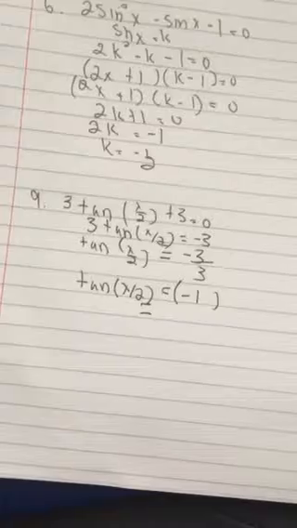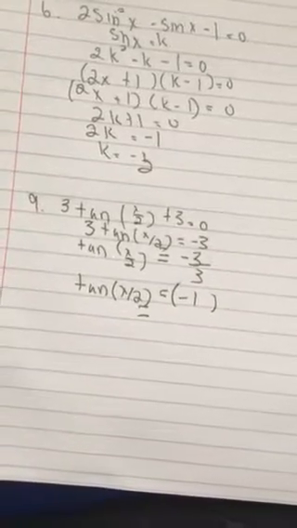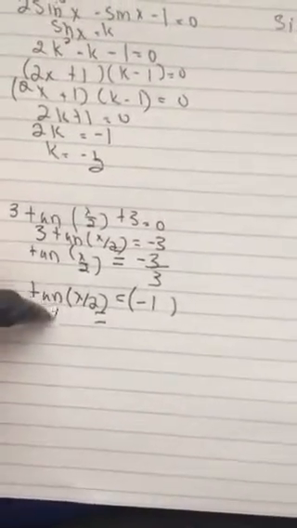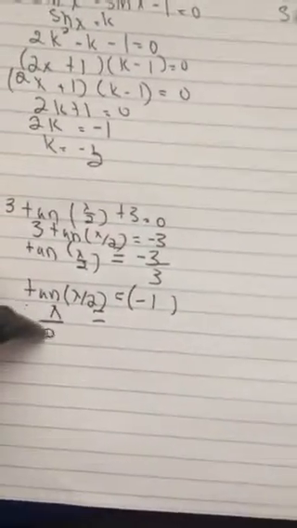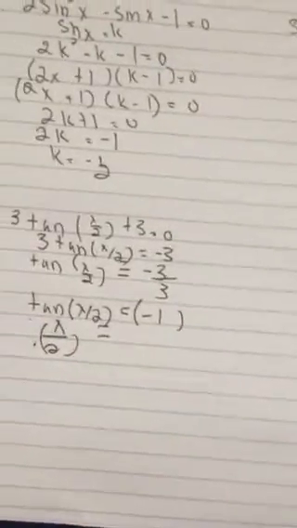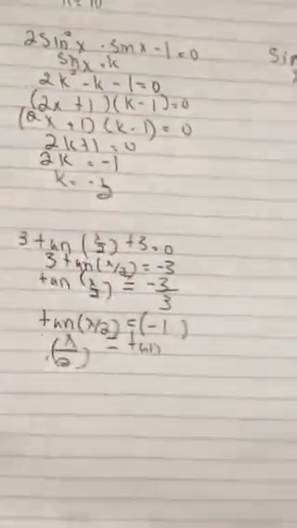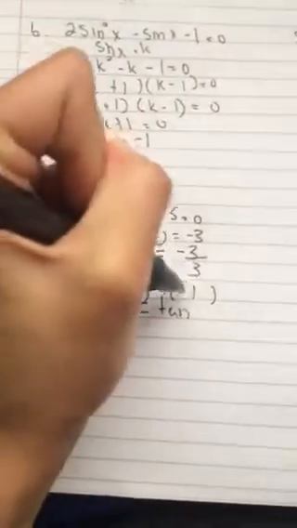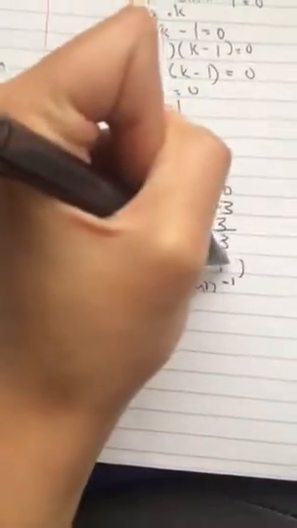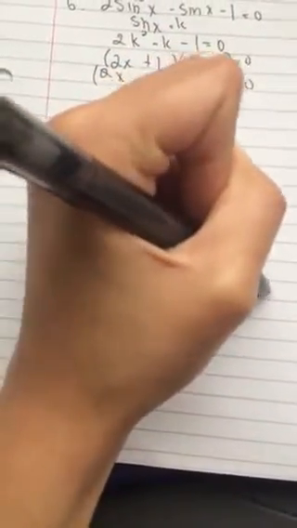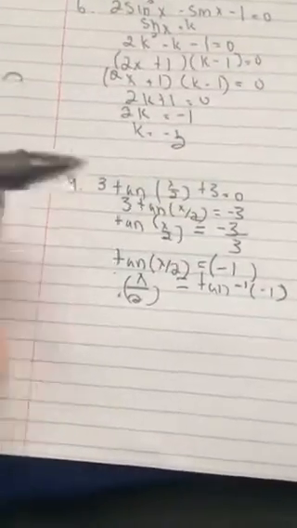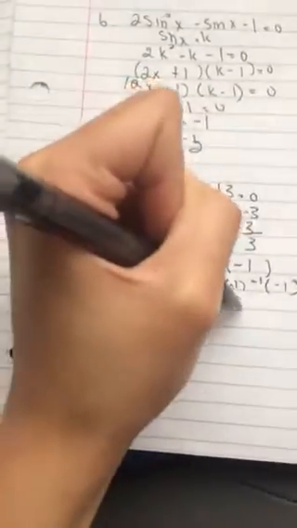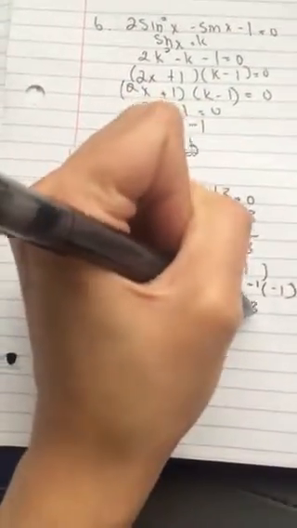Sorry, 1 second. So then we have x over 2, put a bracket, which equals tan inverse of negative 1, which equals 135 degrees, or 315 degrees.